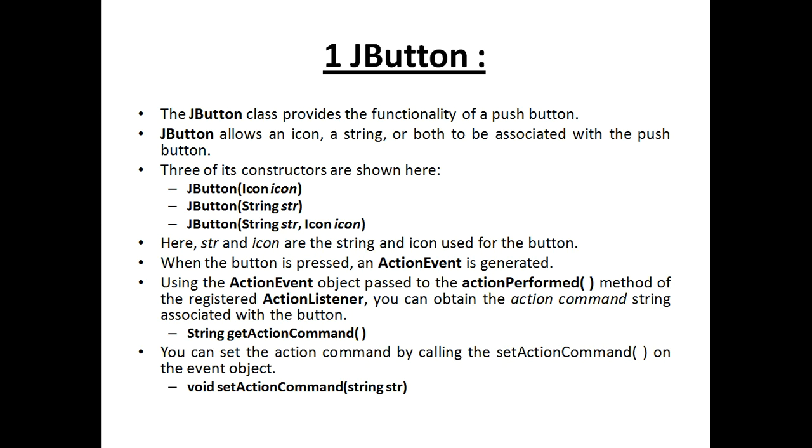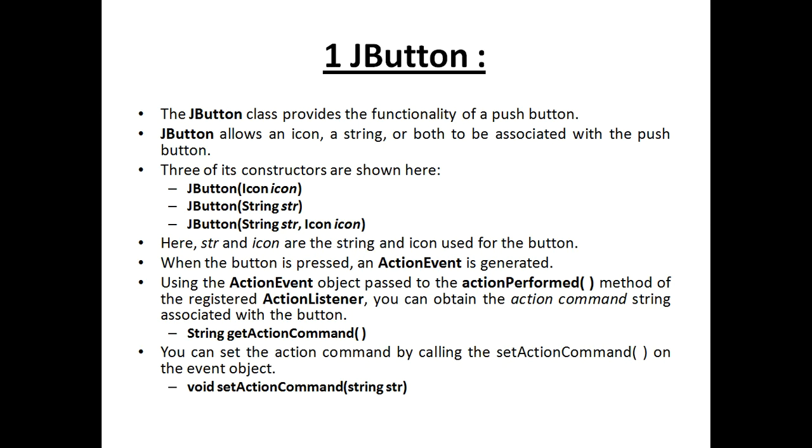The first one is JButton which takes an icon as a parameter. The second takes a string as a parameter. And the third takes both a string as well as an icon as parameters for the button. When the button is pressed, an action event is generated.